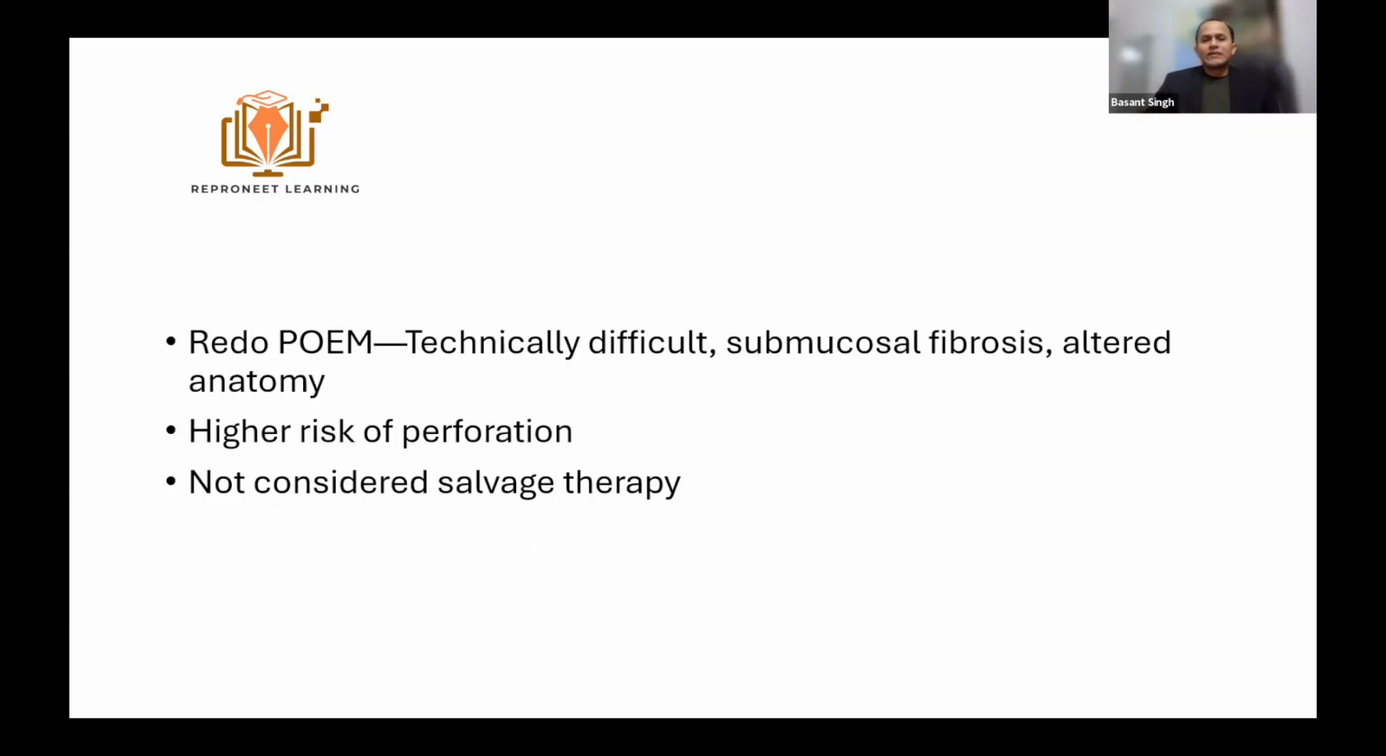The problem with the redo POEM is that it is technically difficult, and you have submucosal fibrosis and altered anatomy. So there's a risk of perforation. So it's not considered a salvage therapy.